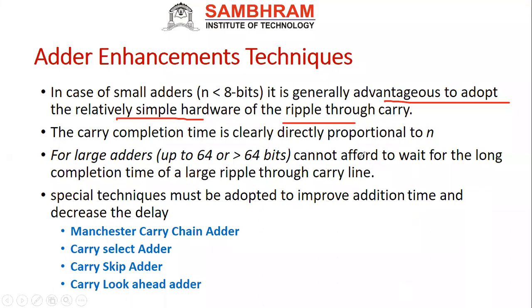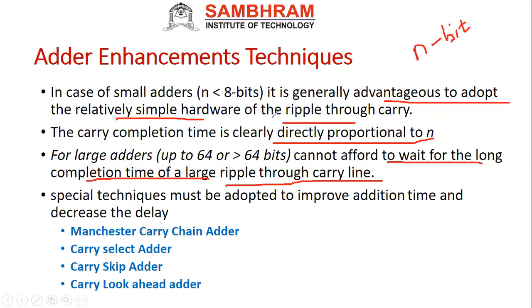But if n increases, for example to 64 or more than 64 bits, then we cannot afford to wait for the long completion time of a large ripple through carry line. We cannot wait for the carry of the previous stages. So the carry completion time is directly proportional to n. In the sense, if I design an n-bit adder, the time for carry in the ripple carry is proportional to n. If it is 8-bit, 8 carries have to pass through.